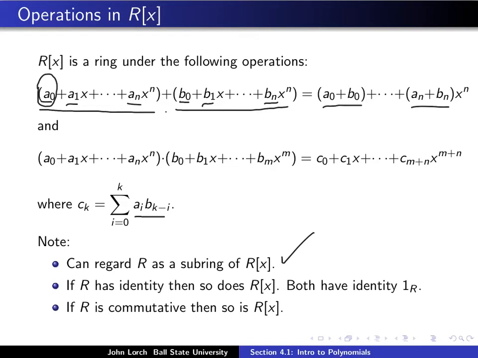Now, if R happens to have an identity, then so does the ring of polynomials, namely the constant polynomial 1 sub R works as a multiplicative identity. And if R is commutative, then so is the ring of polynomials. In particular, this formula for coefficients in the product will turn out to be the same whether the A's come first or the B's come first, if the underlying ring R is commutative.